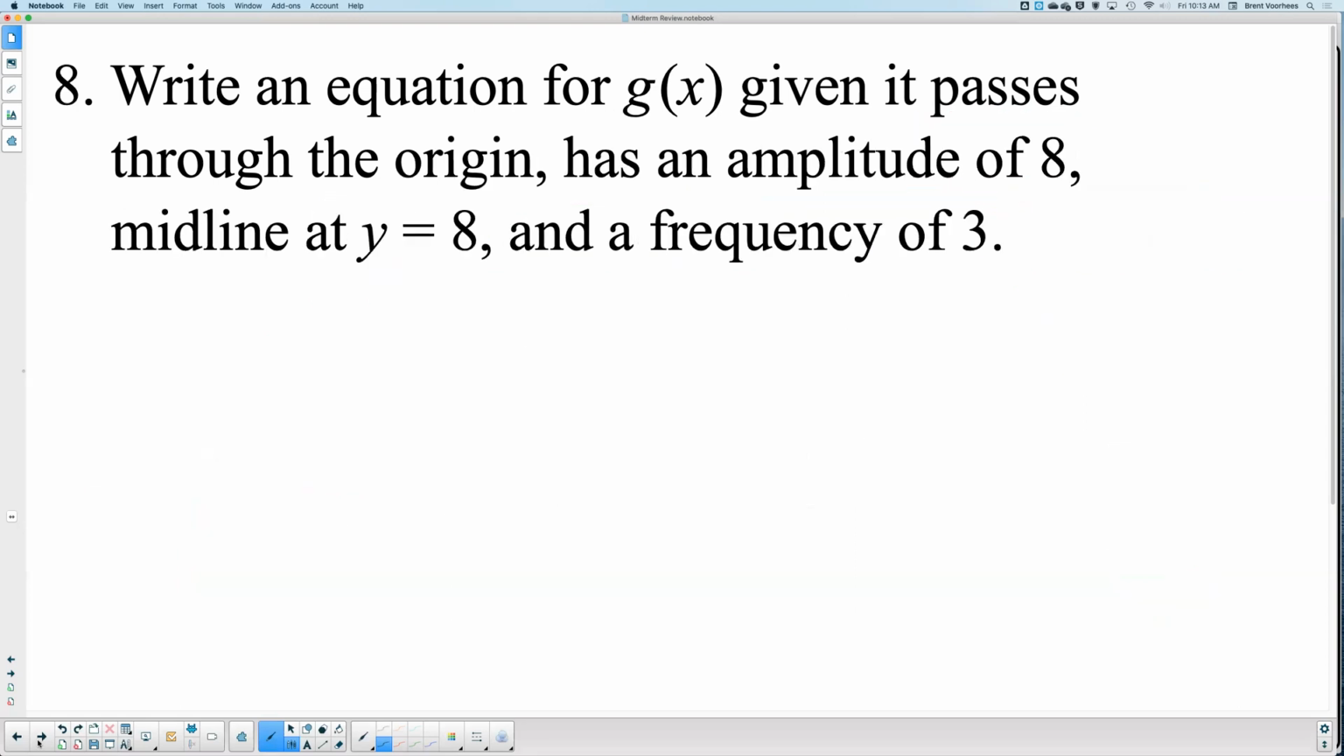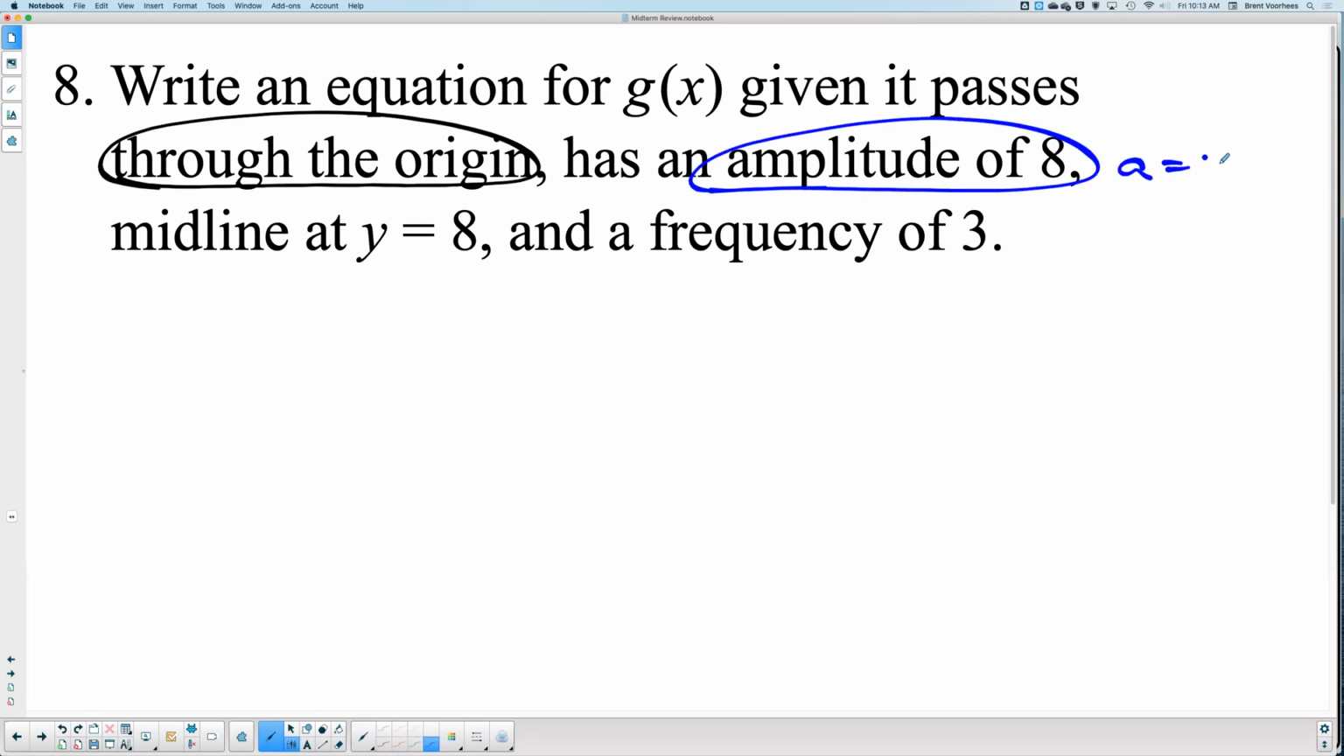All right, let's try another one. Write an equation for g of x that passes through the origin. You want to do sine? Okay, we're going with sine. It has an amplitude of 8. That's a. It has a midline at y equals 8.